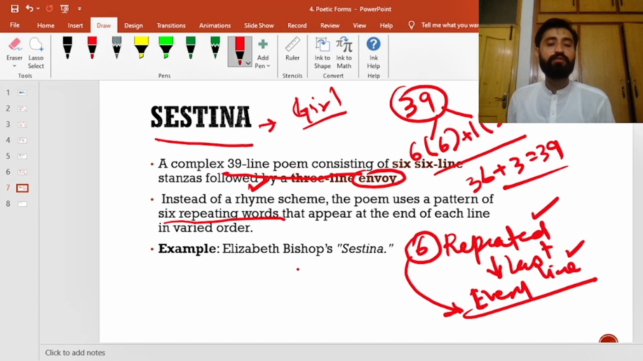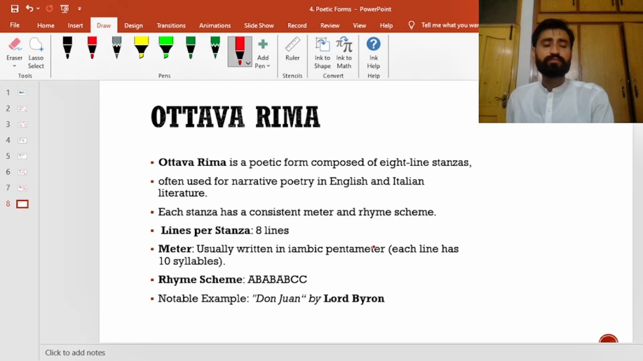For example, we have Elizabeth Bishop's Sestina, that is in front of you. This is the best example of a Sestina. So that is about Sestina. Let's move on to the next one, that is Ottava Rima.